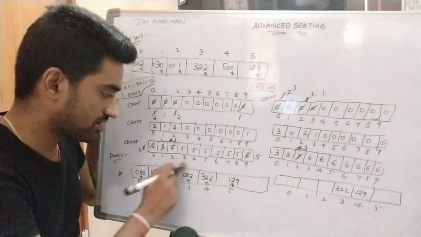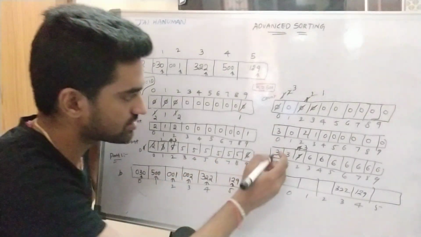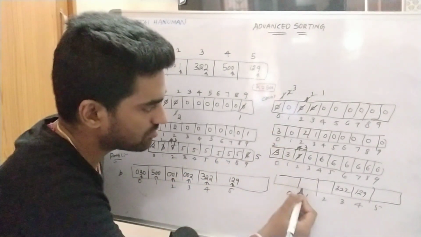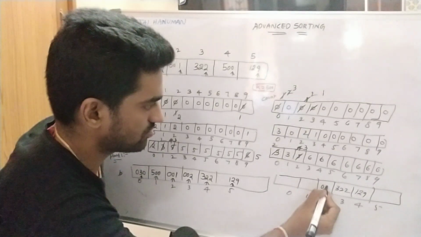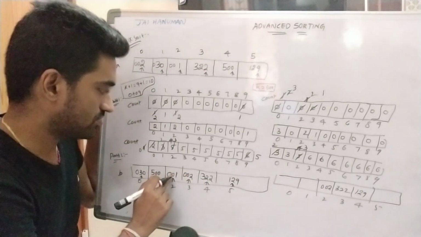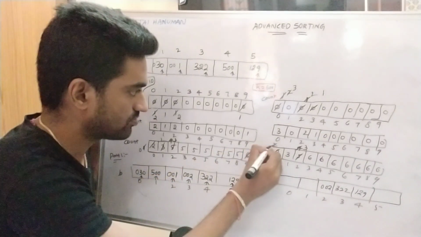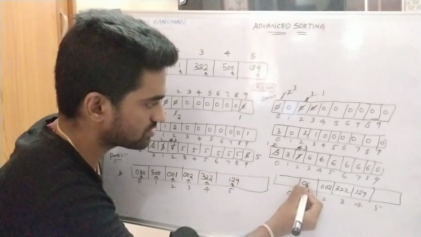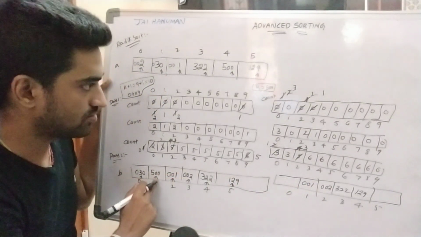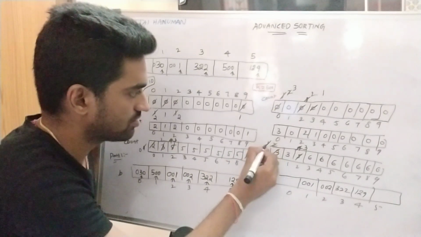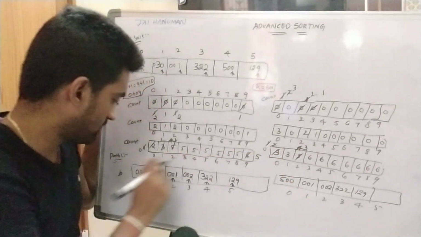Now the i value is decremented by 1. Now the i value becomes 002. Second position, so go to index 0 and decrement it by 1. So at the second position we are storing 002. Go to index 1, so at the first position we are storing 001. Then go to index 0, decremented by 1, so at the 0th position we are storing 500.